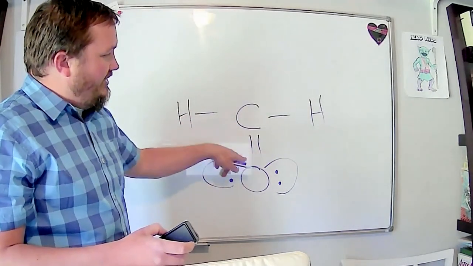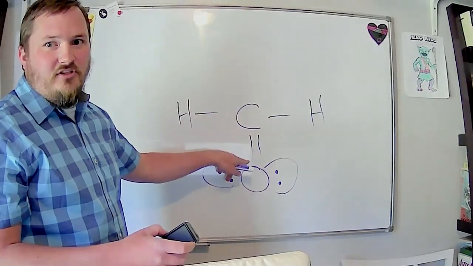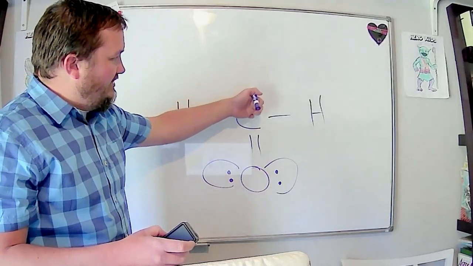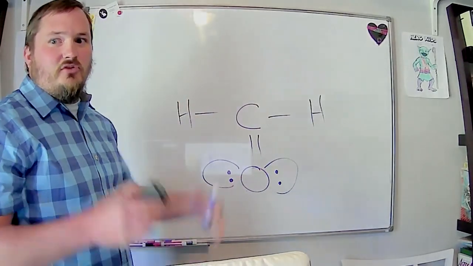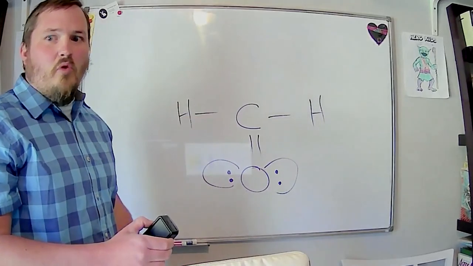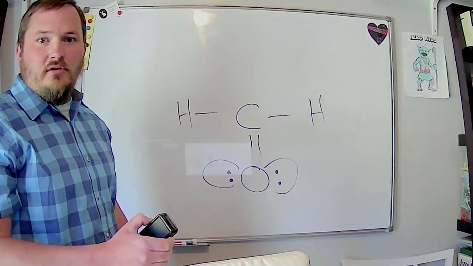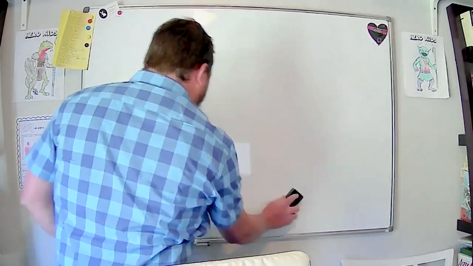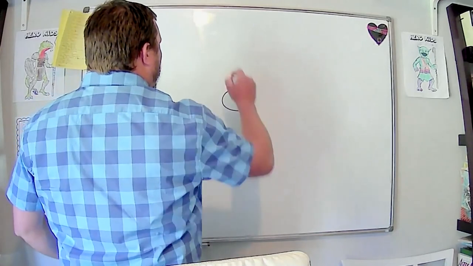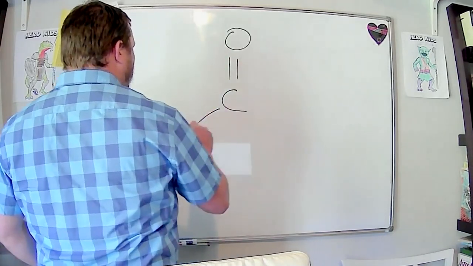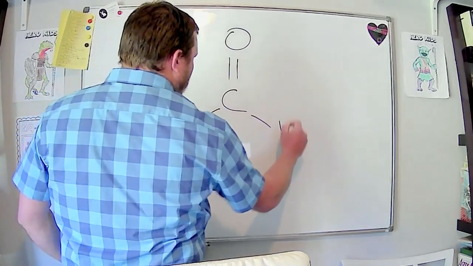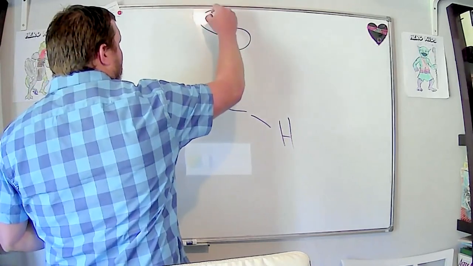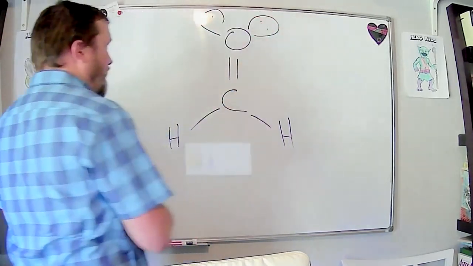Because even though this is a double bond, even though this has four electrons, two pairs of electrons, both pairs of electrons are stuck in between the carbon and the oxygen. So spatially, it can only take up one electron domain. So if we're drawing this out, it looks something like this, and we can put the two lone pairs on the oxygen, if we want to.